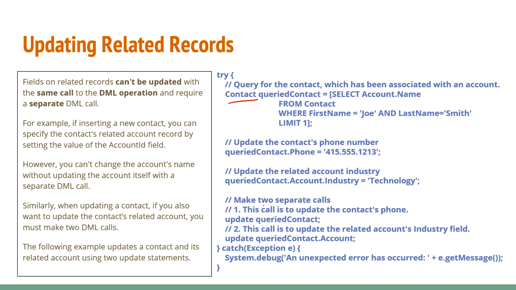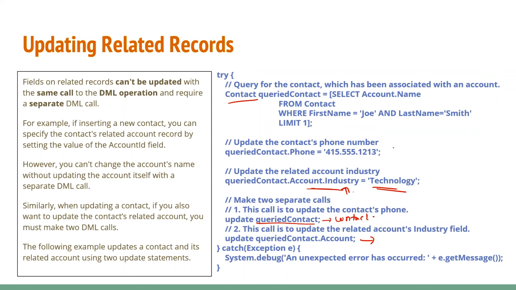Make two separate calls. This call is to update the contact's phone. Update queried contact. So the queried contact is the one which is holding direct value from contact. Now we want to update the account because we have set the account industry in this particular thing to technology. That's why we are updating queried contact dot account.